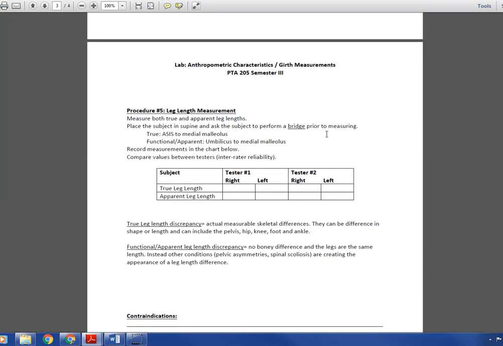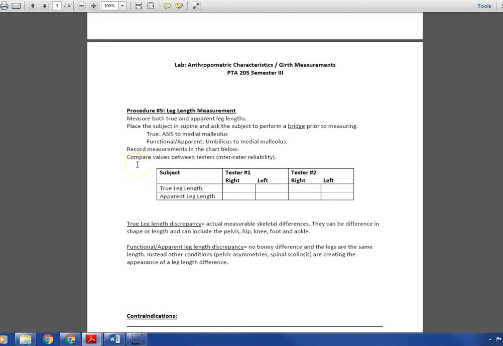It has also been called the Wilson-Barstow maneuver, but more likely you're going to hear it referred to as setting the pelvis. The idea when you have your patient perform this bridge is that you're activating all of the muscles around the pelvis and you're neutralizing any muscle imbalances prior to taking your measure. So our true leg length measurement is going to be from the ASIS on one side to the medial malleolus of the exact same side. Okay? So you're going to do this with your patient and record it in the table below.